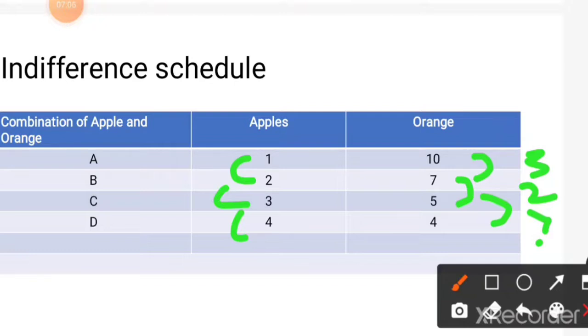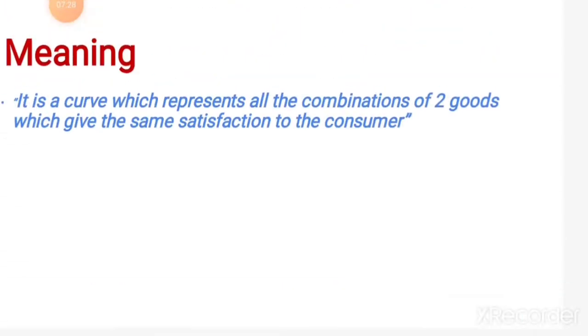Okay, so in the second combination you are having 2 apples and 7 oranges, and the same kind of satisfaction you got. So again in the third, your friend gave some apples to you and you gave some oranges to him, meaning you are exchanging things in such a way that your satisfaction from each combination should remain the same. Okay, so that is the meaning of this law, that is the indifference curve.